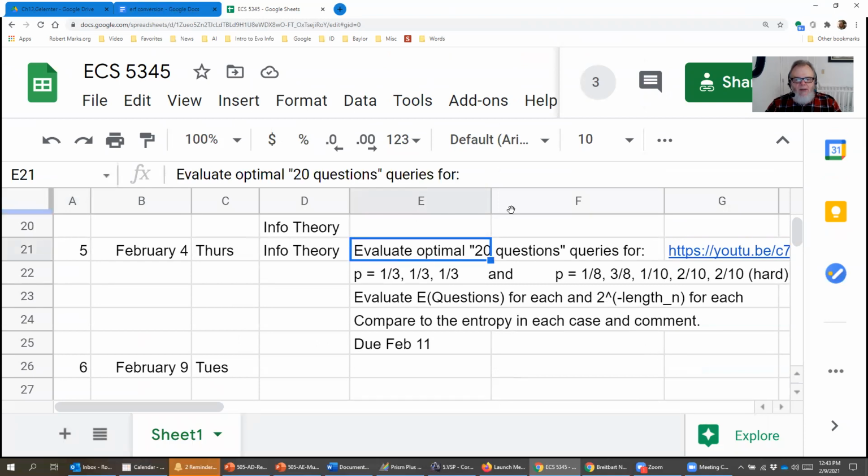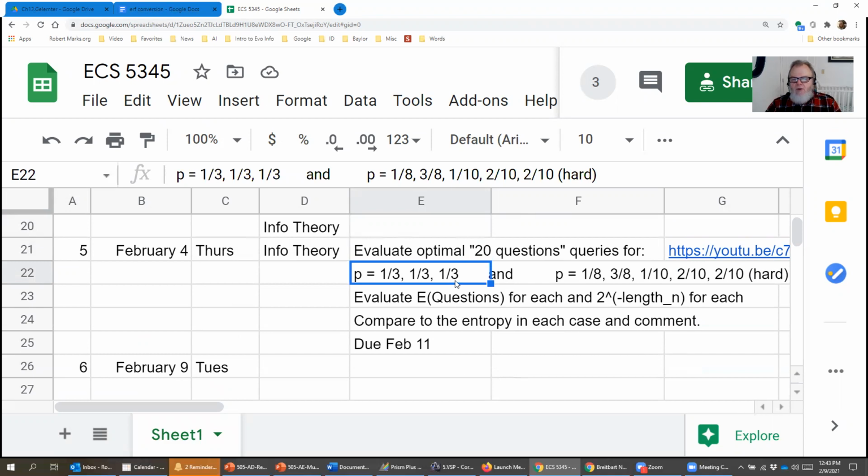One of them is to evaluate the optimal 20 questions query for when the probability distribution is a third, a third, and a third. So you imagine that you have, I don't know, 30 squares, 10 of them are A, 10 of them are B, 10 of them are C, or something like that. And you want to identify the letter with the fewest number of queries, like we did last time. Remember that we showed that interval halving was the quickest way to do that. And so I think for this one, it's going to be relatively easy. There's another one here, which is harder.